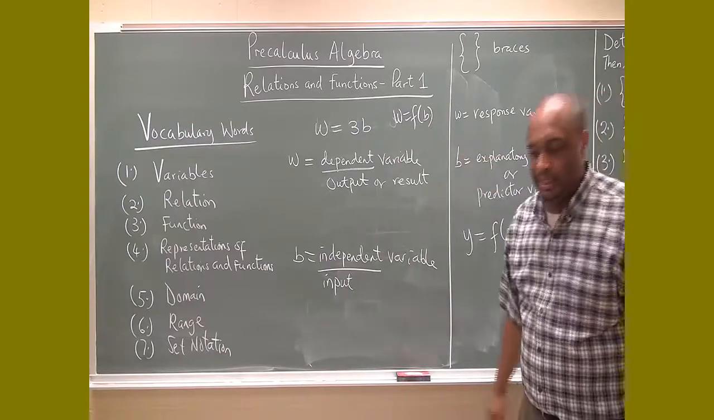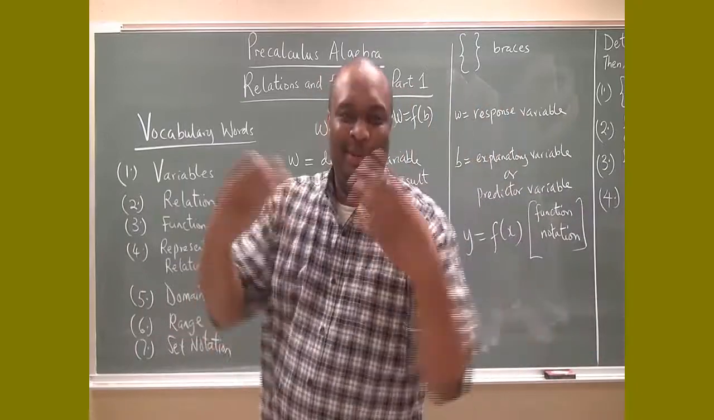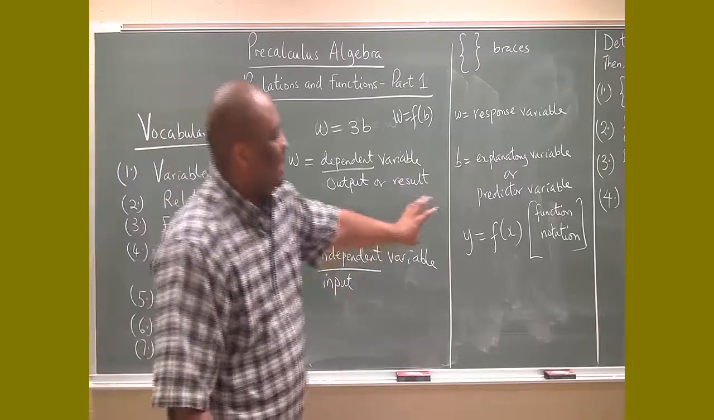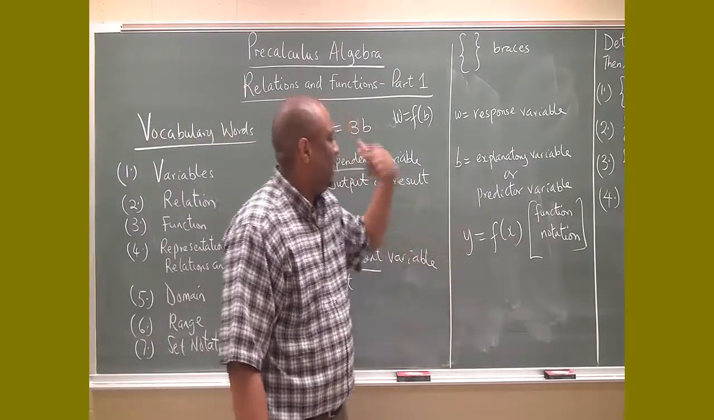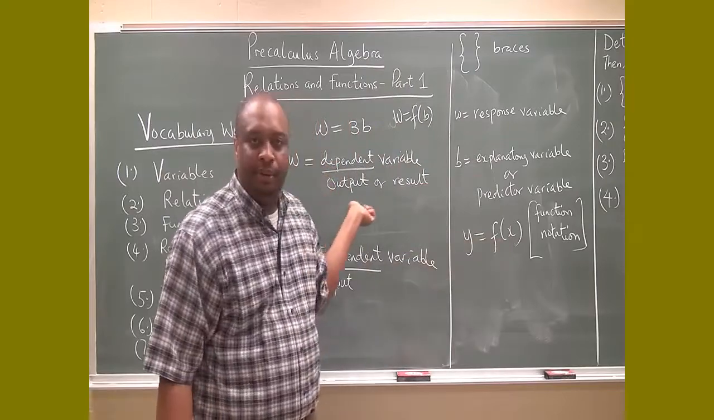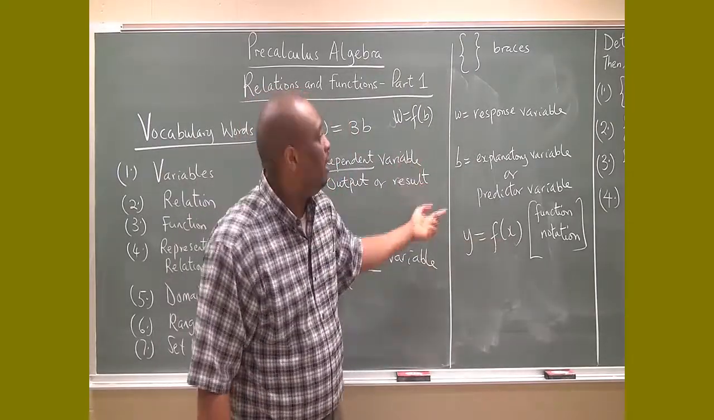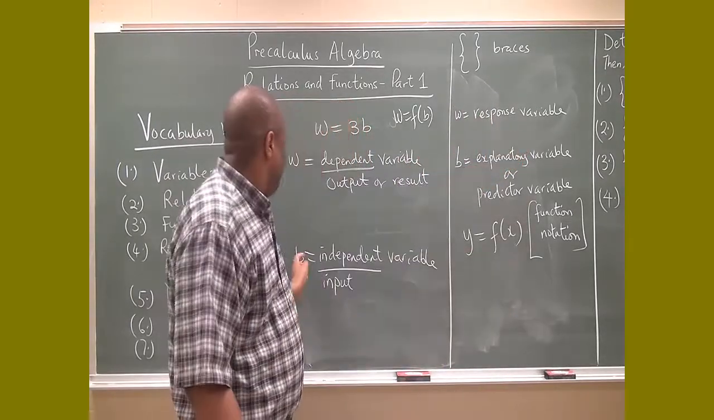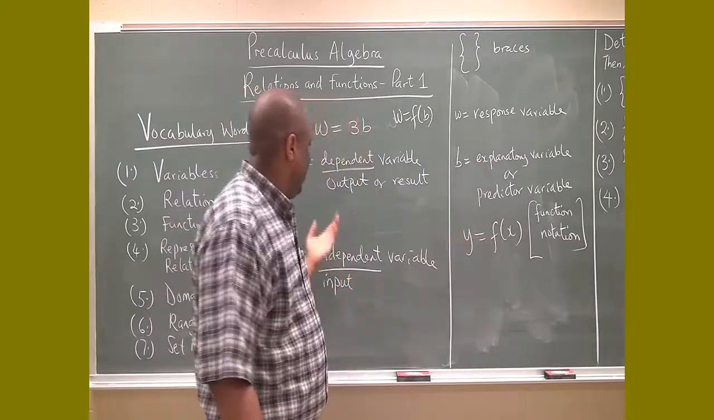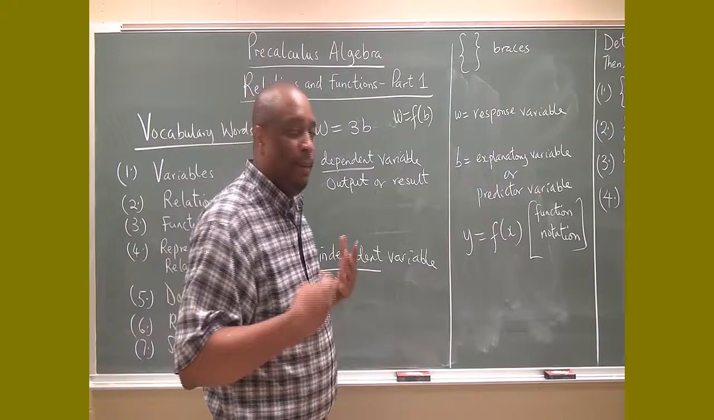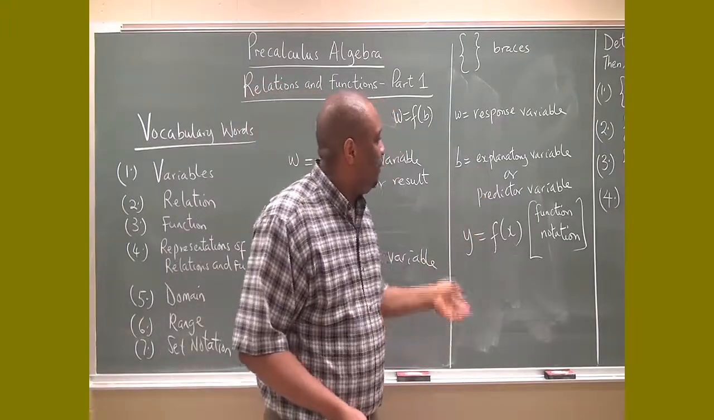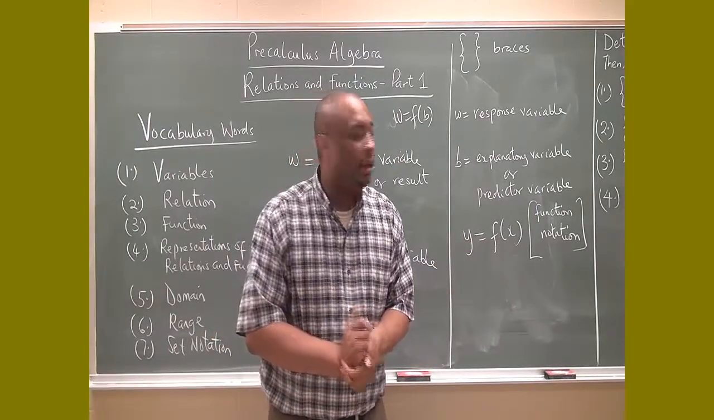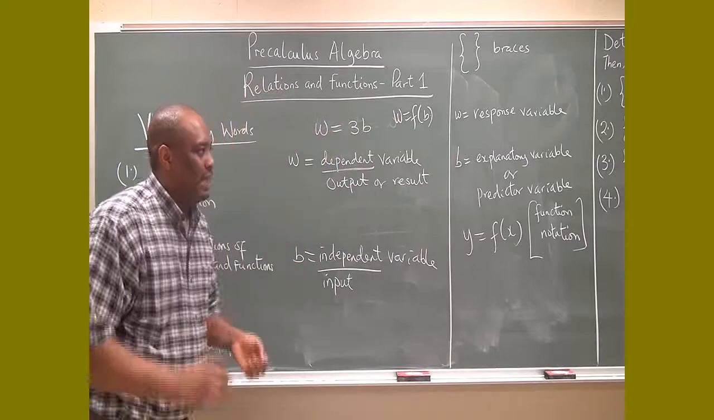I just used the weight and burgers example to explain to you how variables and relations work. So, y is a function of x. Y is the what? Dependent variable. It is the output. It is the result. It is the response variable. Then X. X is the what? Independent variable. It is the input, it is the explanatory variable, or the predictor variable. That is basically what variables are about.